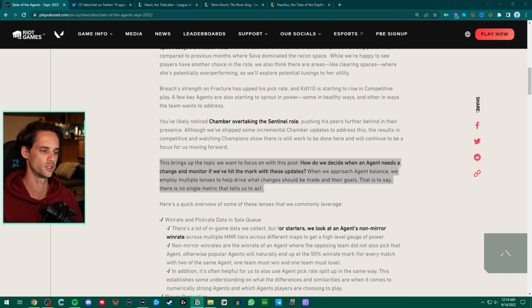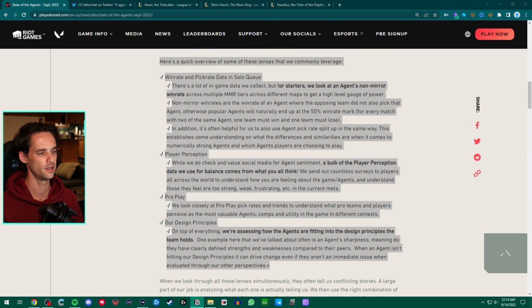They use multiple metrics or lenses to decide on whether to change an agent. First is win rate and pick rate data in solo queue. They first look at the agent's non-mirror win rate, meaning when an agent is picked and wins while the enemy didn't pick the same agent. Then they use agent pick rate in the same manner. This can tell them differences between an agent's strength based on the numbers and data, and which agents the players chose to play. Next is player perception.